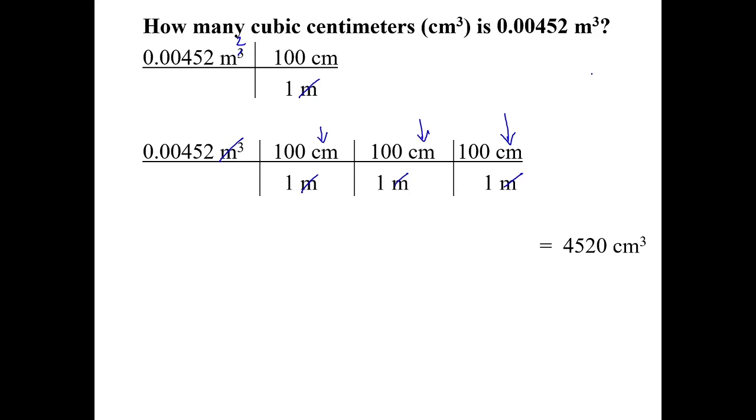So we multiply by 100 times 100 times 100, and we get centimeters cubed. And you could think of it as you're moving the decimal 6 places if you want to count the zeros.